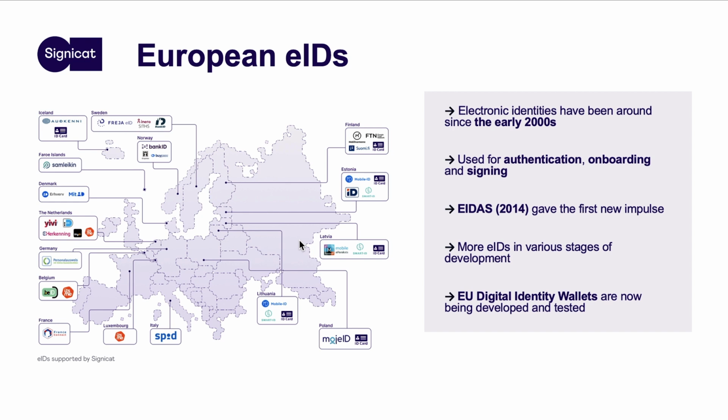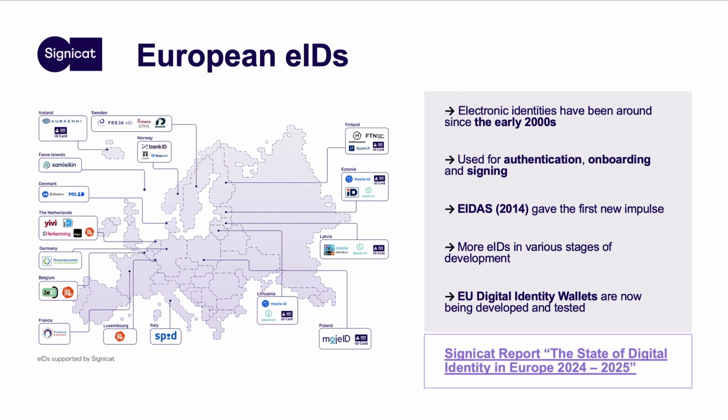So if you're looking at European eIDs, around the turn of the century, we saw them arise, being used for authentication and onboarding. Europe has a very strong government-driven set of eIDs, but also driven from banks and other trusted entities. And then legislation, eIDAS, in 2014 gave a real driver to this market. And now, again, in 2024, we saw eIDAS give the push for wallet adoption.